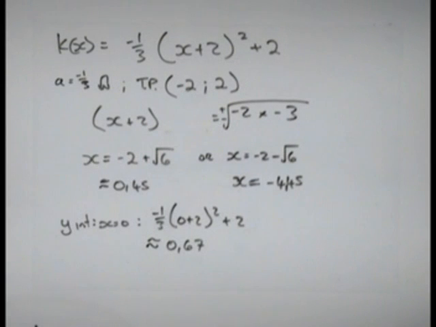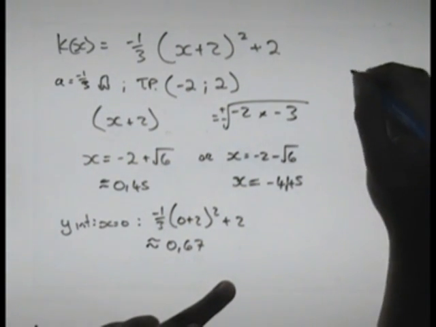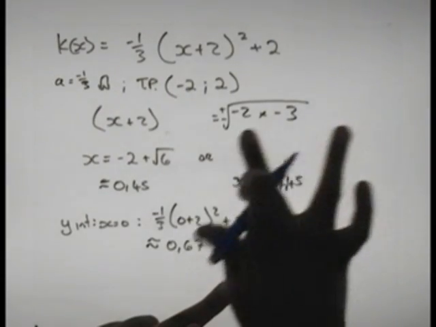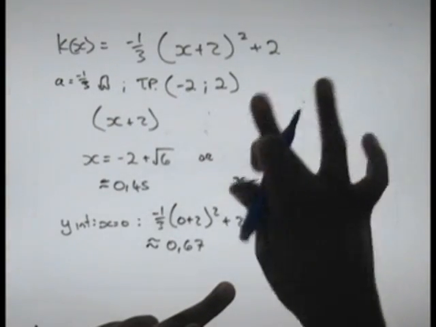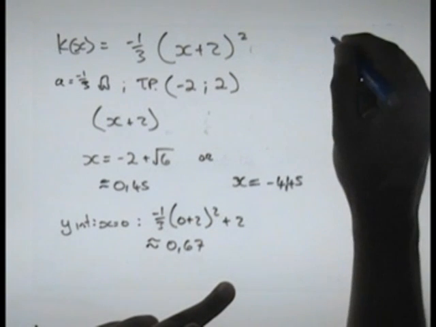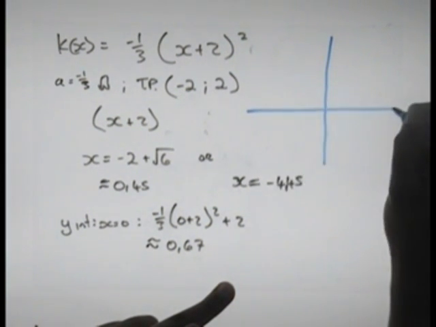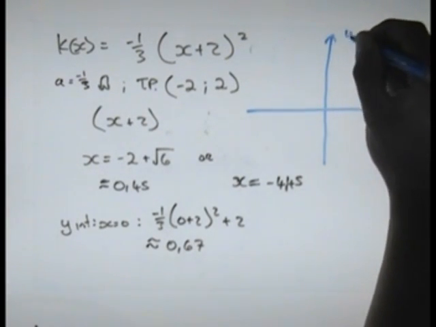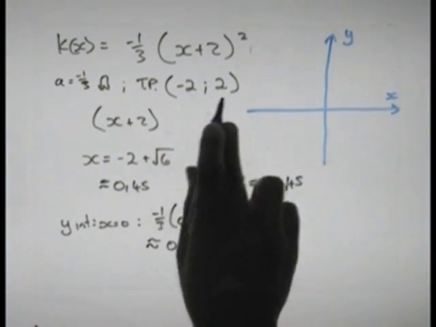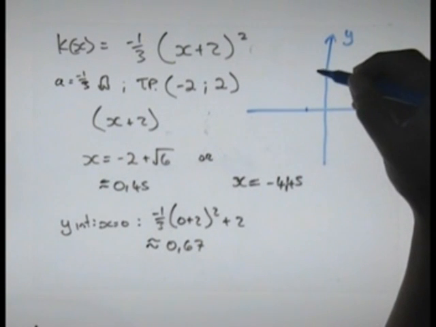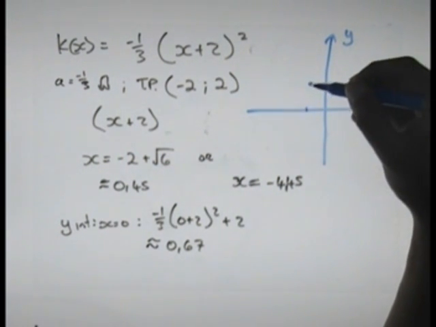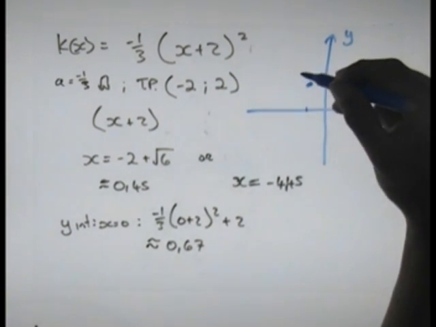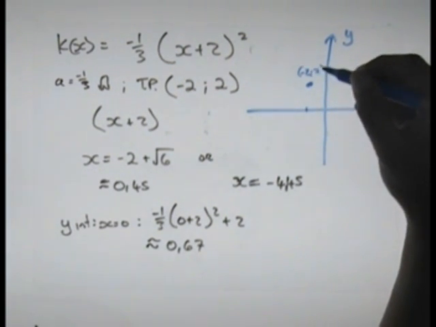Sketching the graph, I'm going to do that over here. I'm just going to erase some of this. That's my x-axis, that's my y-axis. Turning point is at x is equal to -2, y is equal to 2, so that's going to be somewhere over there. That's (-2, 2).